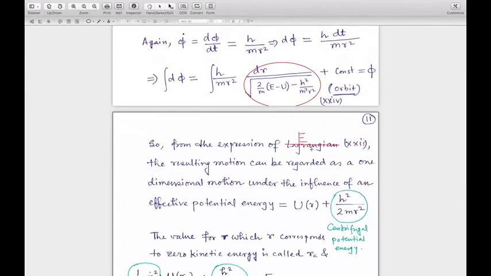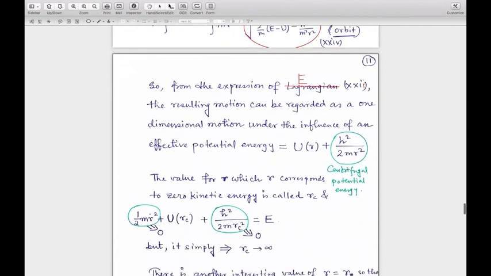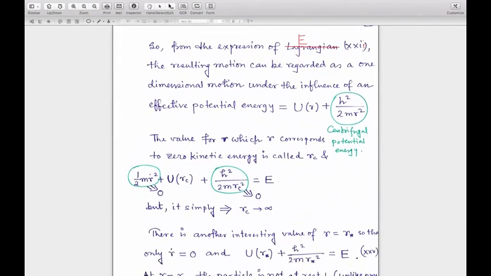Now I already had made a mistake, you can see. From the expression of E, the resulting motion can be regarded as a one-dimensional motion under the influence of an effective potential energy U plus h square by 2m r square. If it were the Lagrangian, it would just be U minus h square by 2m r square. This extra term is known as centrifugal potential energy. Now the value of r for which the kinetic energy is zero, you can call it r C. There is no reason for that.